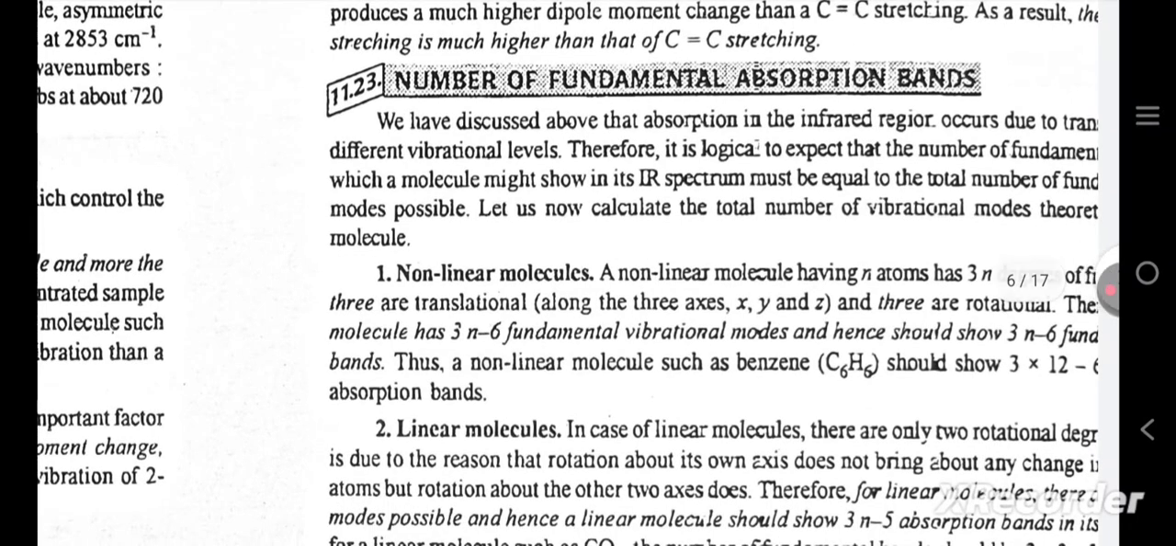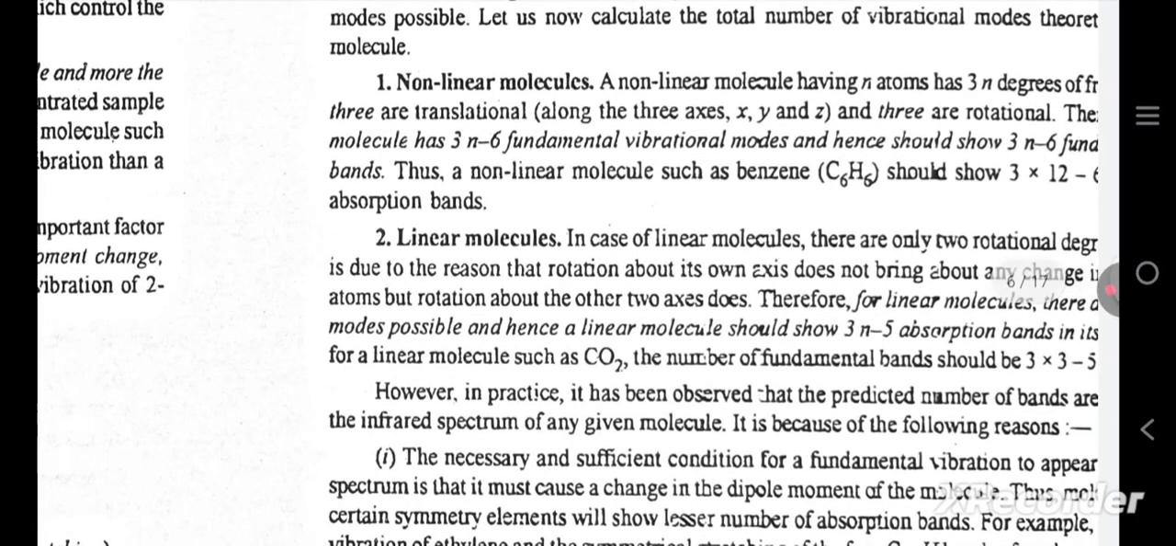Number of fundamental absorption bands. We have discussed above that absorption in the infrared region occurs due to transitions between different vibrational levels. Therefore, it is logical to expect that the number of fundamental bands which a molecule might show in its IR spectrum must be equal to the number of fundamental modes possible. Let us now calculate the total number of vibrational modes.